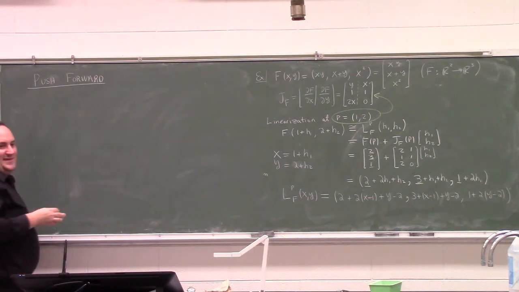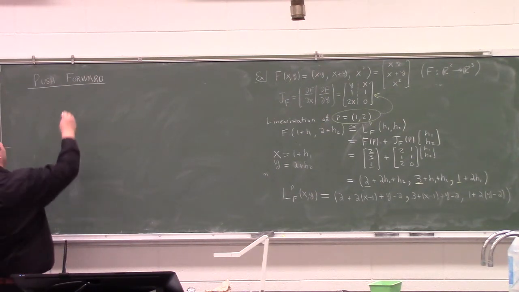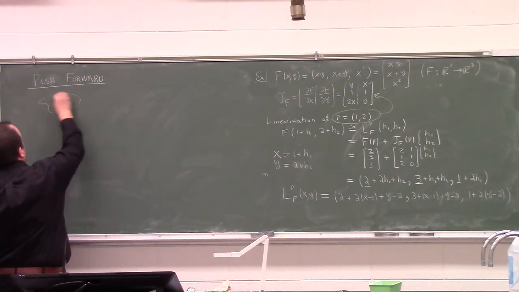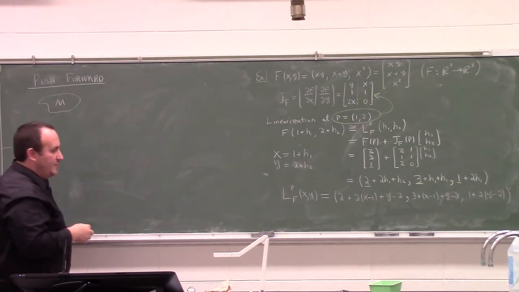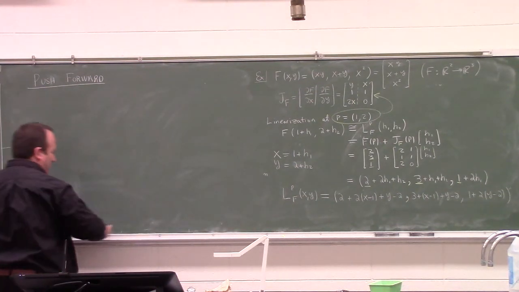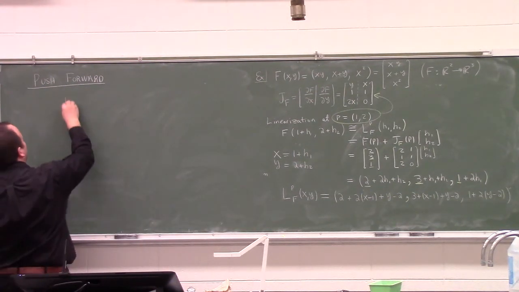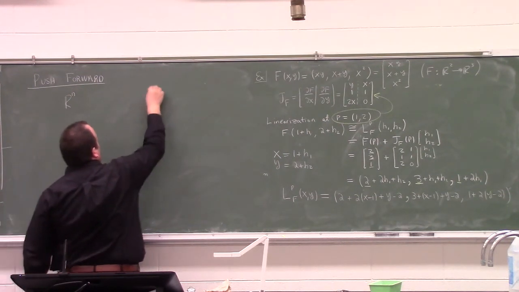And so let me be a little bit big picture. So we have some space M, right? Well, actually, let me be slightly less big picture. We have R^n, we have R^m.